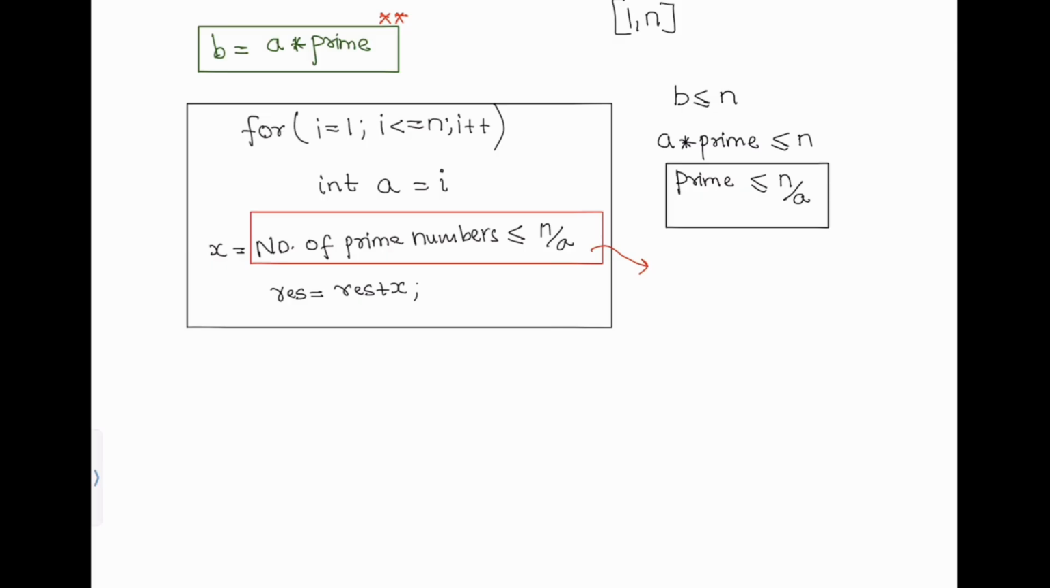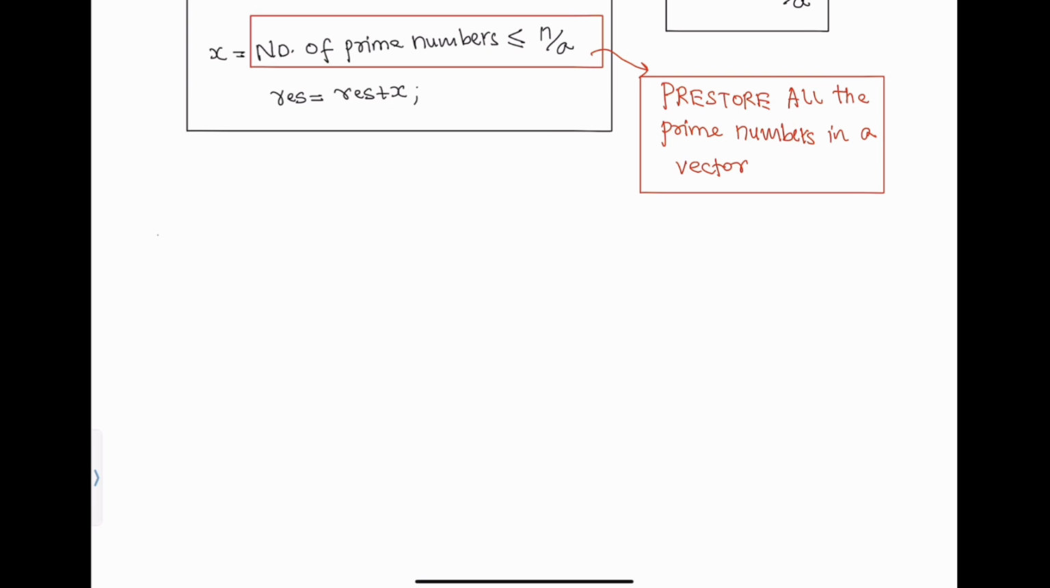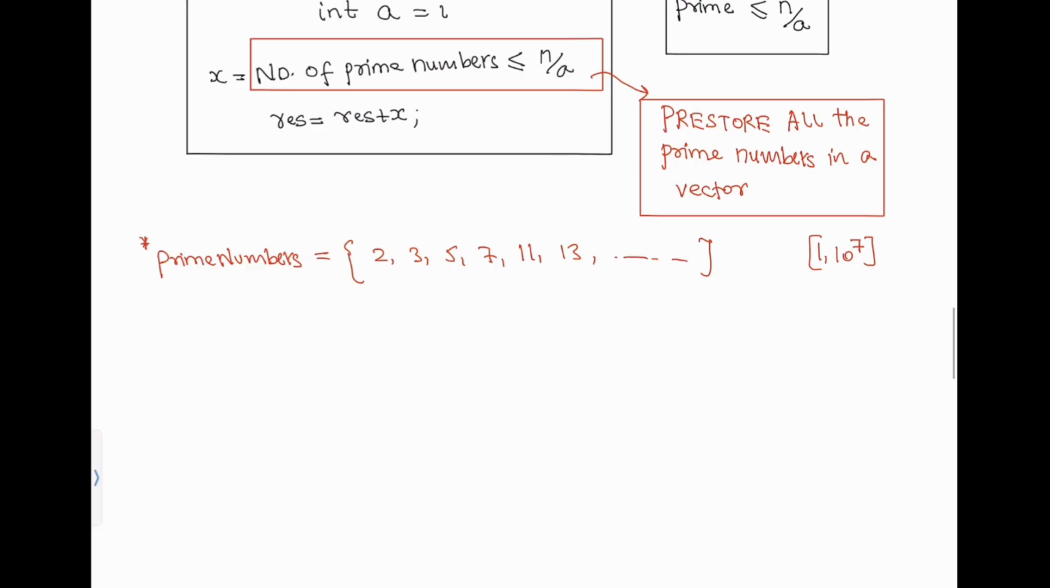Or we can pre-store the value of all the prime numbers. Since we have to avoid the time limit exceeded, we will pre-store all the prime numbers in a vector. So our vector of prime numbers is going to look something like this: 2, 3, 5, 7, 11, 13, and so on. All the prime numbers in the range from 1 to 10 raised to the power of 7. All we have to do is search how many of them are actually less than or equal to n over a.